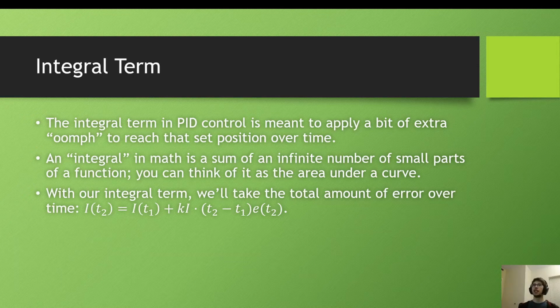But I digress. An integral in math is a sum of an infinite number of small parts of a function. You can think of it as the area under a curve. So with our integral term, we're going to take the total amount of error over time. That's going to be our previous total error plus Ki, our coefficient, times the change in time times the error at the current time.